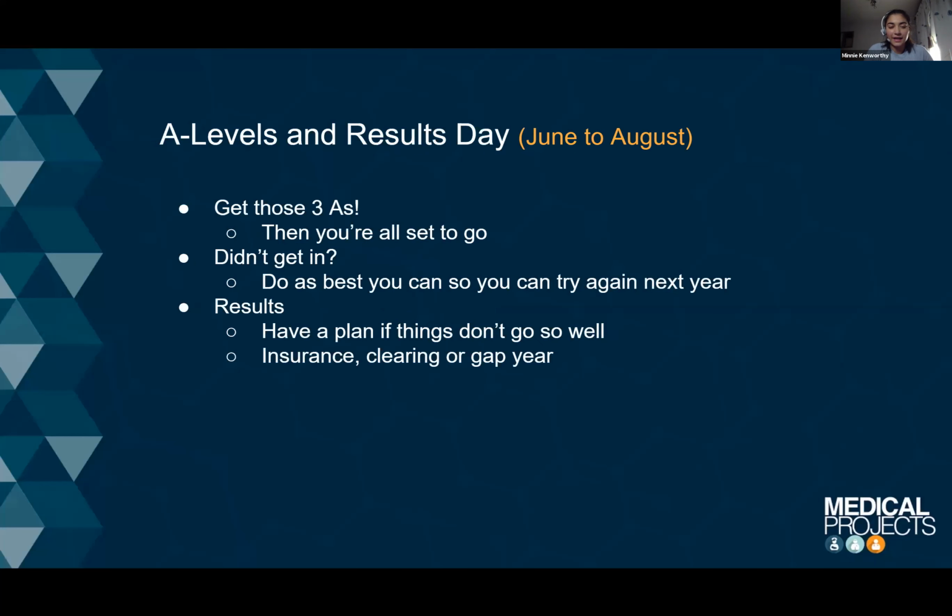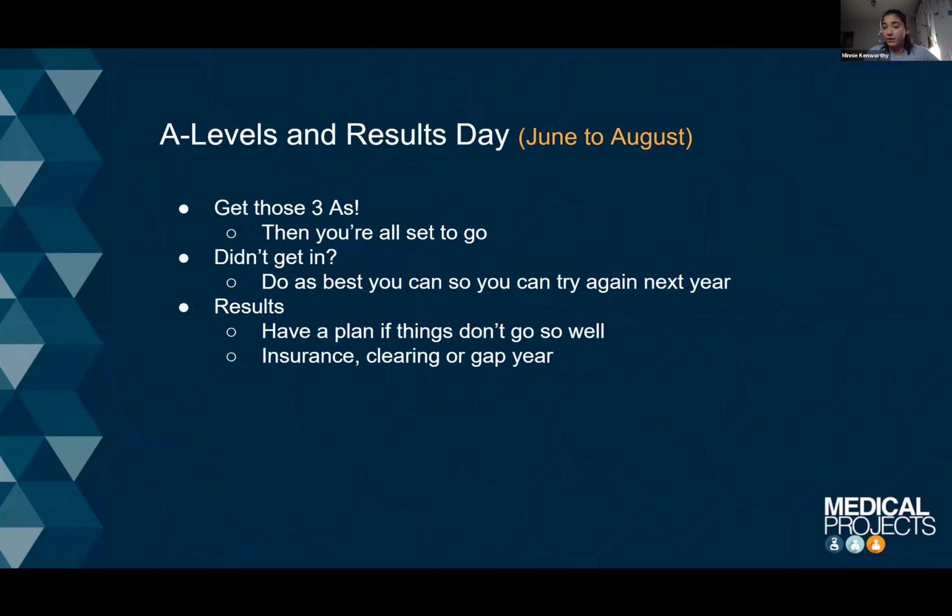And then we go on to A levels and results day. So this is the exciting bit. It's the final hurdle. The most important thing is just get those 3 A's. Even if you didn't get an offer, get those 3 A's, because there's always a gap year. You can always reapply. But obviously, if you've got an offer, you get your 3 A's and you're all set to go. And then if you didn't get in, apply next year.